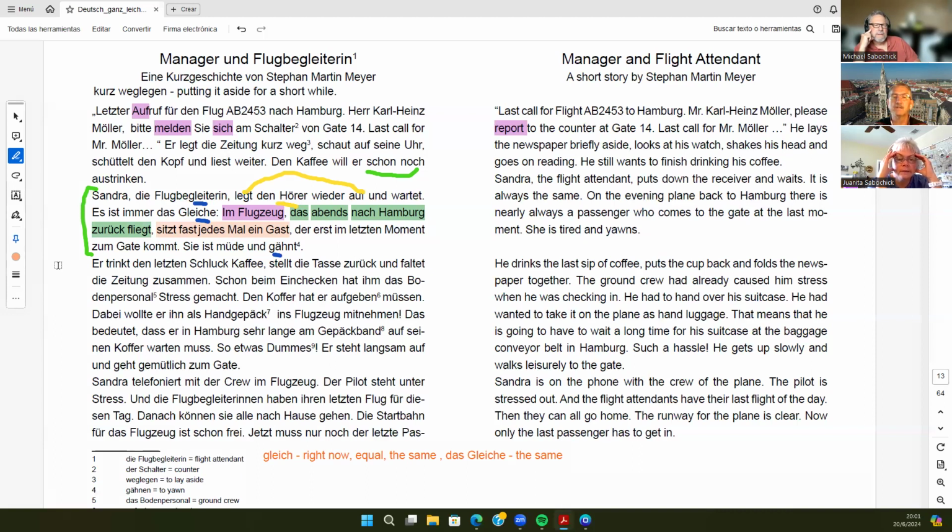Sitzt. Okay, sitzen. So we know that im Flugzeug, so inside the plane, somebody is sitting. Okay. Now we know that sitzt is third person singular. So now we gotta find a noun that identifies somebody in third person singular. Ein Gast. Okay, so inside the plane, there is sitting a guest.